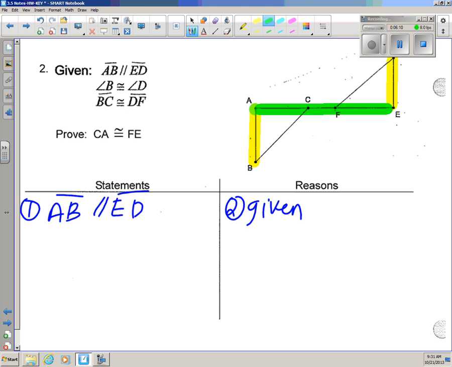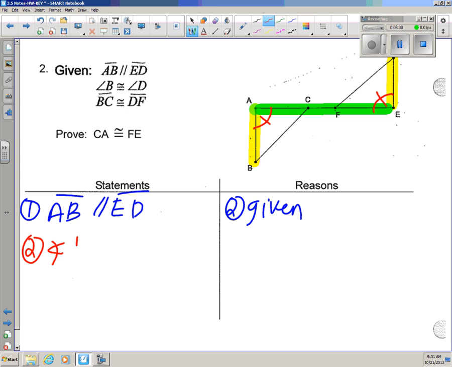The alternate interior angles have to touch both the parallel line and the transversal. So the alternate interior angles here would be up here at angle A and over here at angle E. They might look like they're right angles, but you don't know that for sure. So here's what you're going to have to write for step 2.